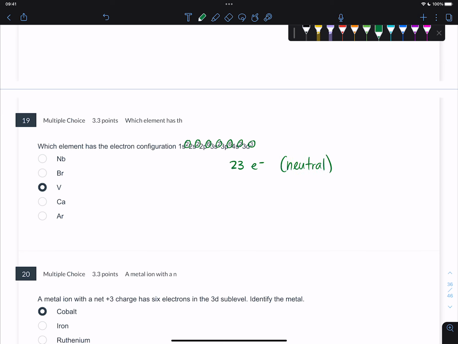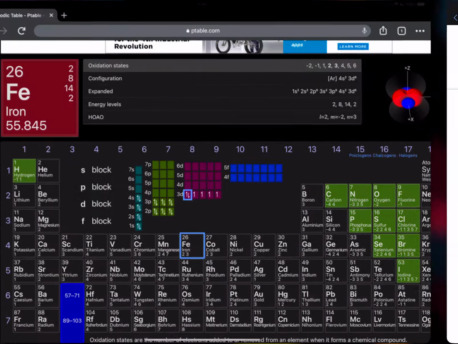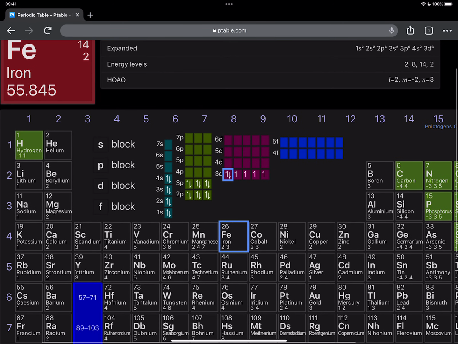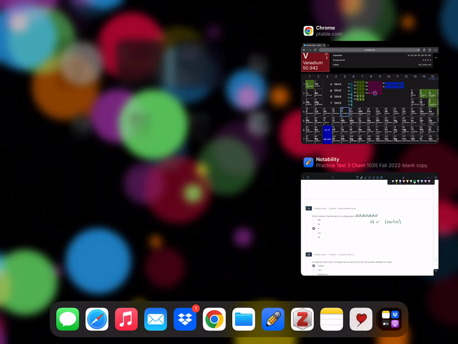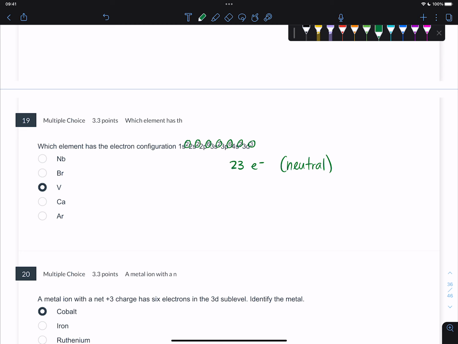Since there are 23 electrons in this neutral element, you're going to go to the periodic table and find the 23rd element and you'll be like, oh, vanadium. Vanadium always has 23 electrons when it's neutral because it has 23 protons. 23 protons, 23 electrons. That means that they're equal and opposite for their pluses and their minuses. That's neutral vanadium. And this is an easy question because they're all neutral. You don't have to add or subtract any. This is the electron configuration for neutral vanadium.